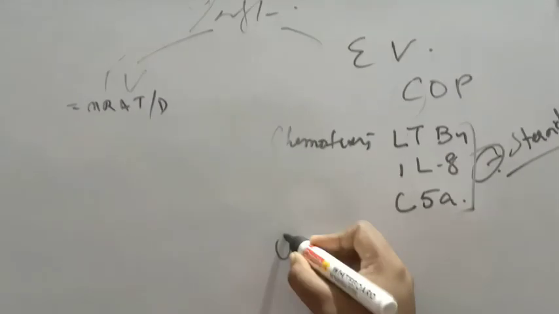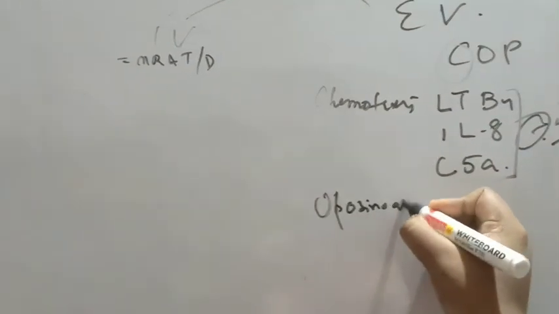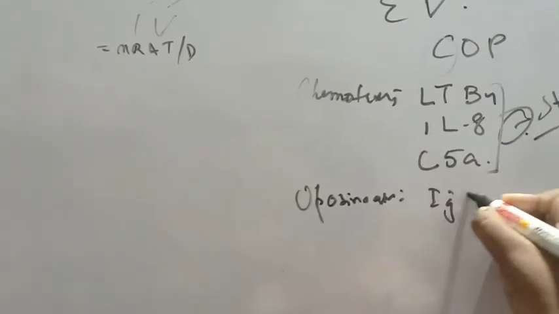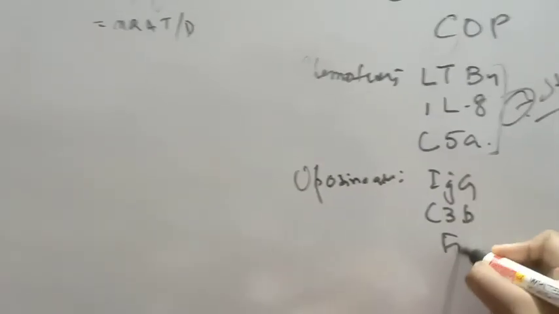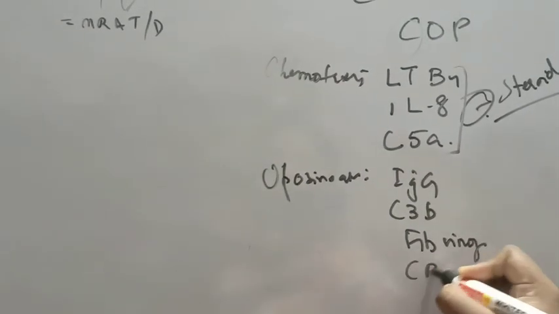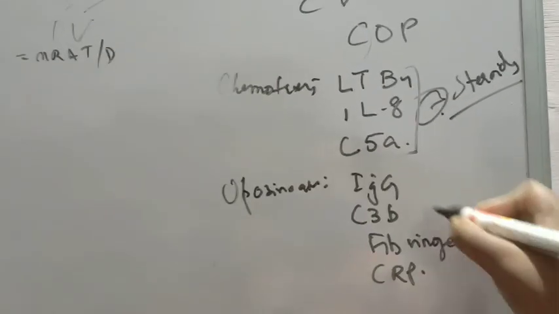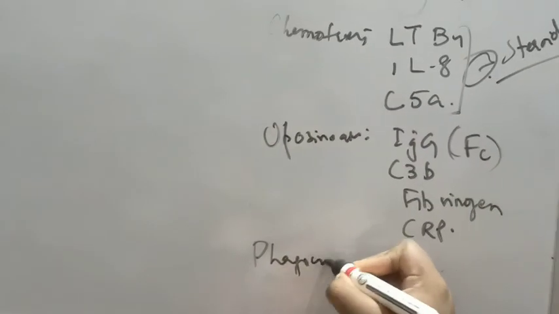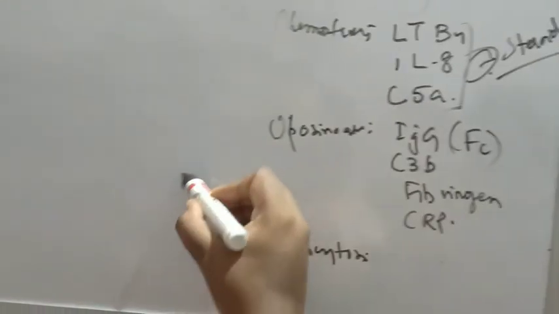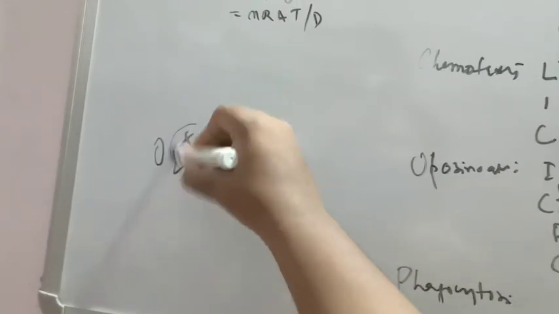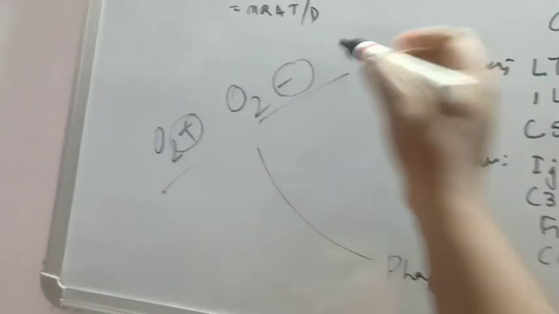Next thing is opsonization. So what are the things which mediate opsonization? IgG, C3b, fibrinogen and CRP. IgG, C3b, fibrinogen and CRP. And this IgG is the Fc part. I don't know if it's important. Never saw a question on it, but anyway. The next step is phagocytosis. Phagocytosis can happen in the presence or absence of oxygen. Two things can be there.